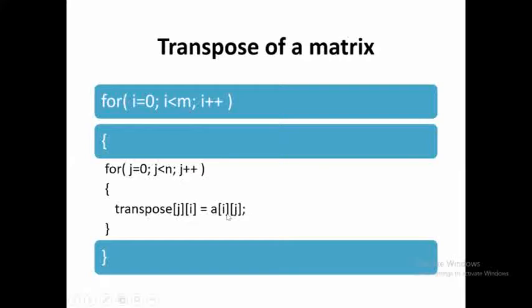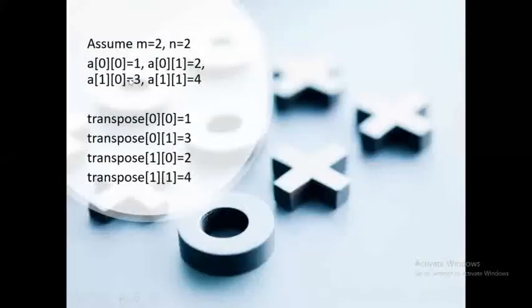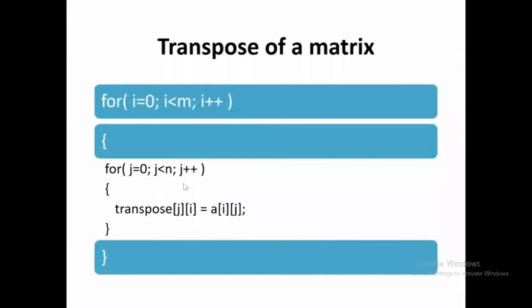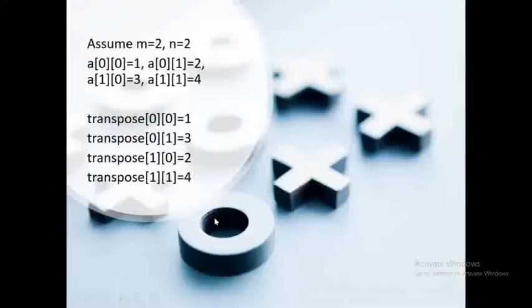Okay, A of 1 0 value is what here now? That is 3. So transpose of 0 1 is assigned the value A of 1 0, that is 3. Now control goes to where? Again to j plus plus. Previously j value was 0, now j value is 1. 1 less than 2, condition is true. Transpose of 1 1 is assigned by A of 1 1. Transpose of 1 1 is assigned the value of A of 1 1, that is 4.